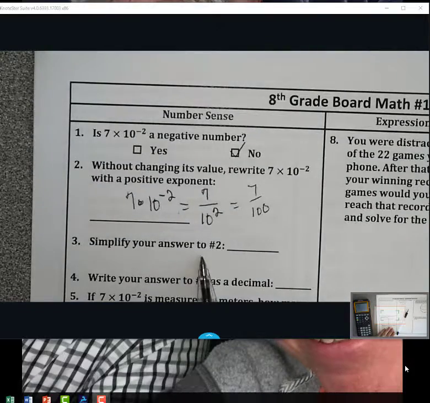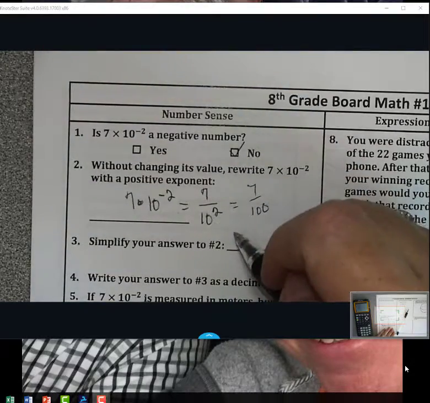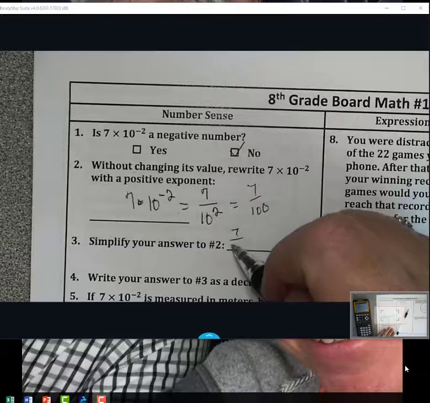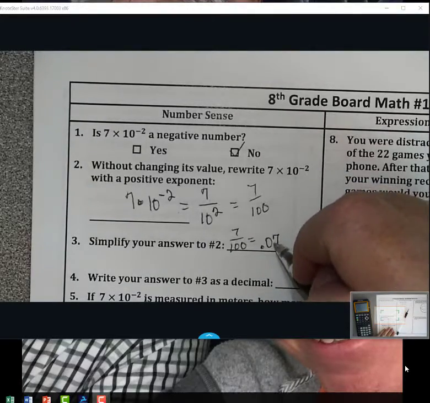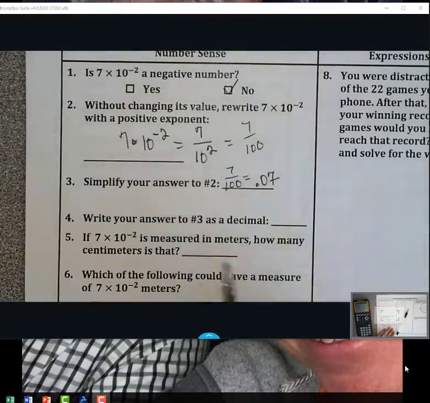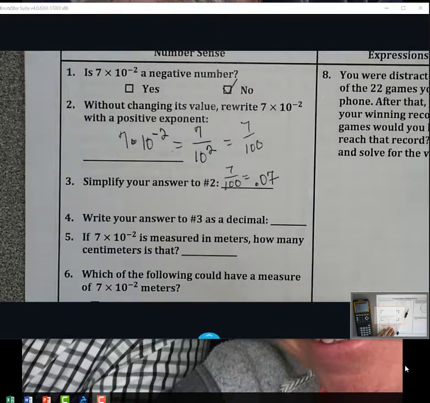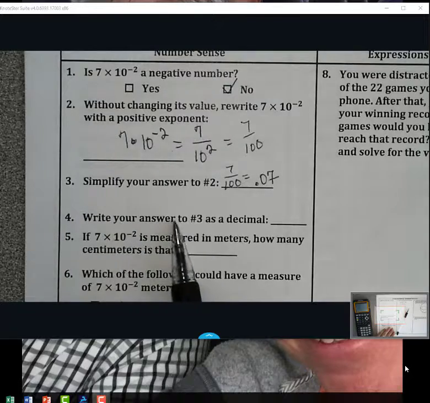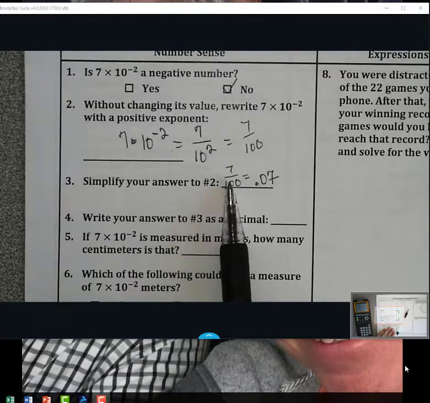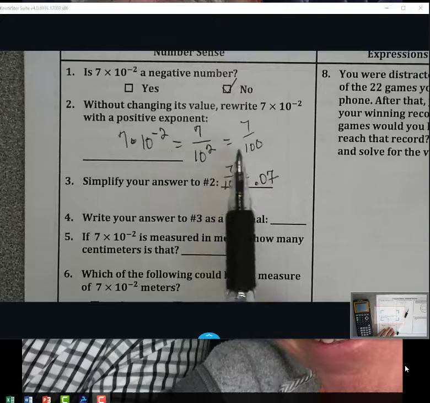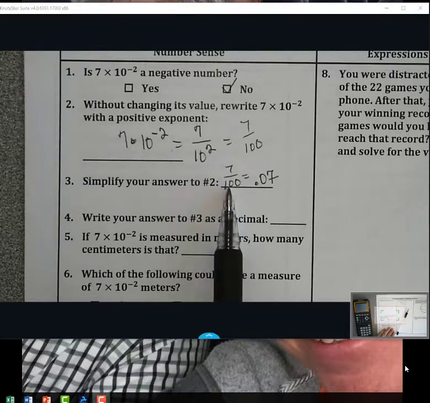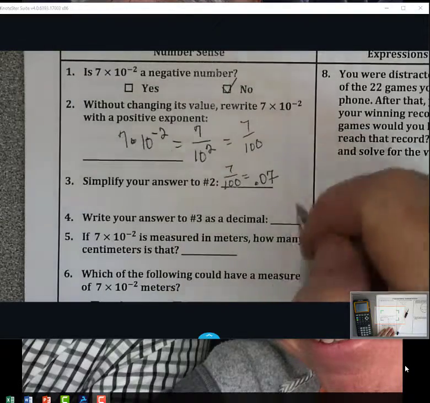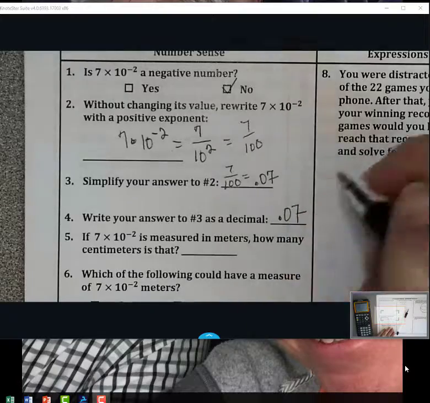It says simplify your answer in number 2. I would be fine with saying it's either 7 over 100 or 0.07. 7 divided by 100 would be 0.07. Okay, simplify your answer. I guess this is 7 over 10 squared, which is 7 divided by 100, and write this as a decimal. All right, fine. Do that down here.